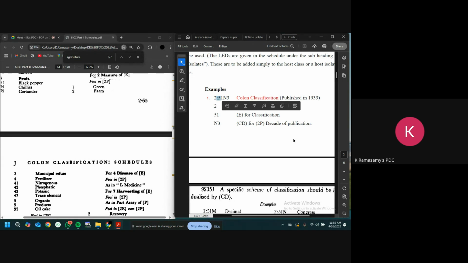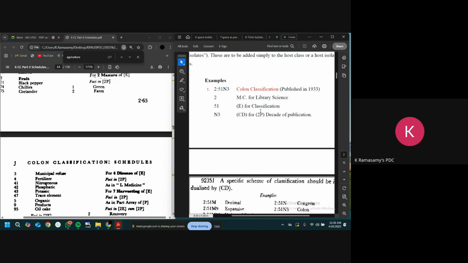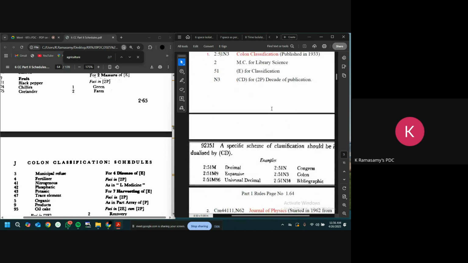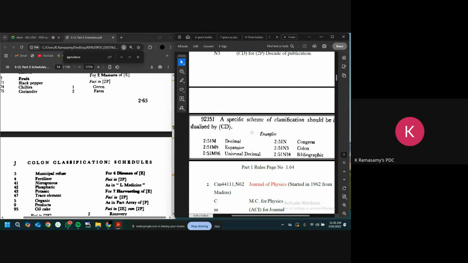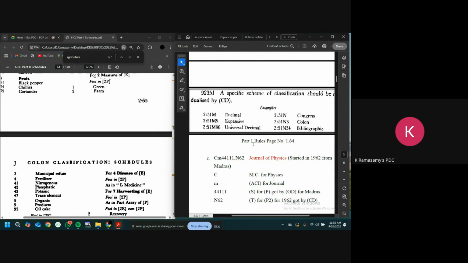I have recently purchased DDC, 4 volumes. What number can I give for DDC according to colon classification? So no numbers are there. So you can construct a number based on this chronological device. How can I find out? See, if you go to colon classification rules, part 1, rules page number 1.64, Ranganathan has given an example that if you want to coin a number for any new classification scheme, you can make use of chronological device. So based on this, you can construct a number for any classification.